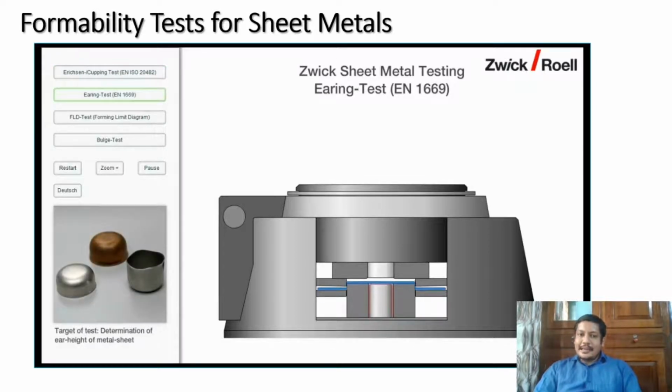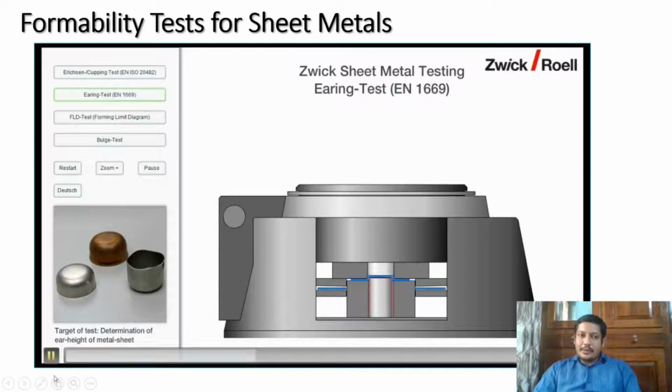The next kind of study that you are going to perform on the same machine is called the ear height or earring test, where you can see the sheet has been formed. You can see these edges are not uniform. The non-uniform edges are showing you the earring over here. So how do we see it?